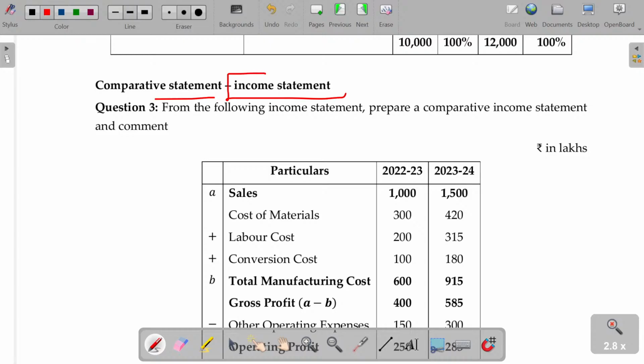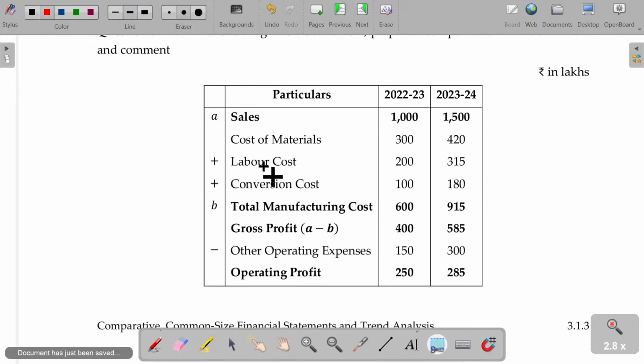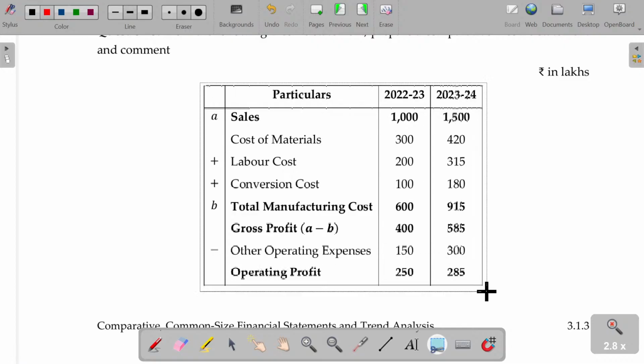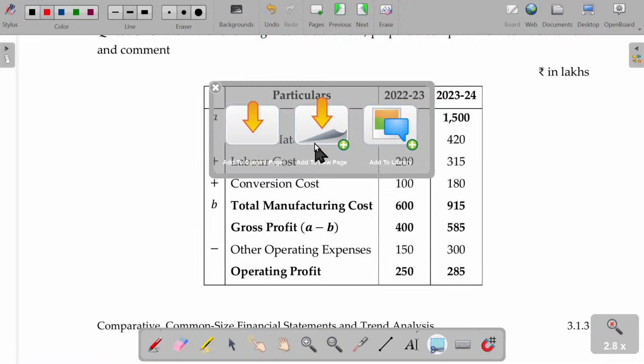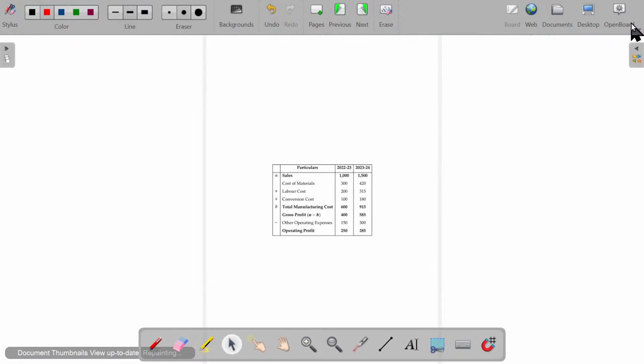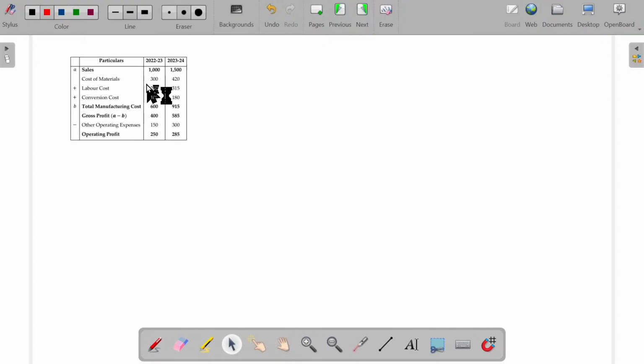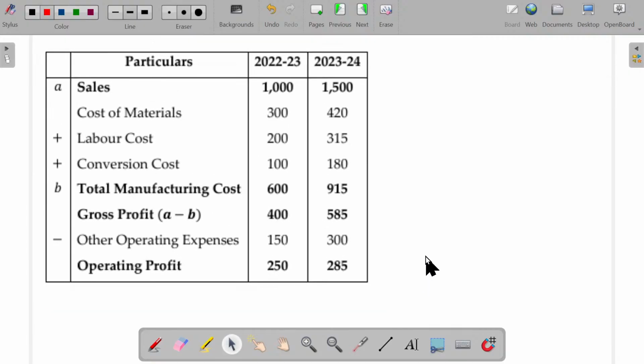Comparative statement of income statement. First of all, income statement is given here. What about the increase or decrease here? Is it increase or decrease? Sales 1000 becomes 1500, so 500 increase. 300 becomes 420, 120 increase. 200 becomes 315, 115 increases.